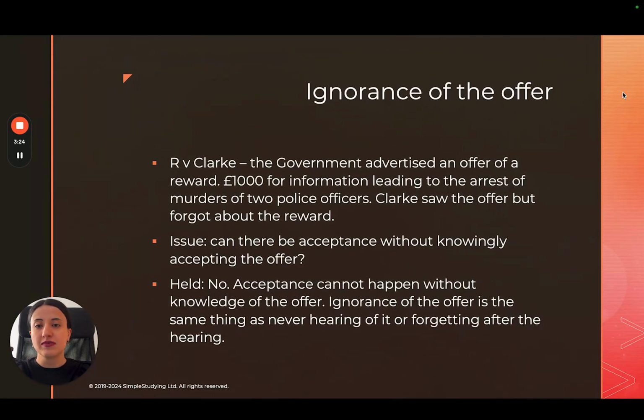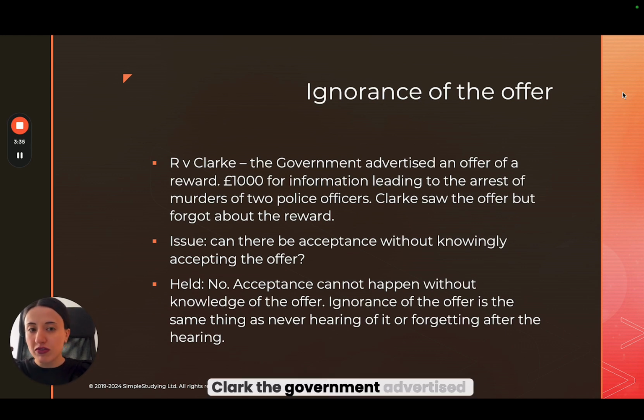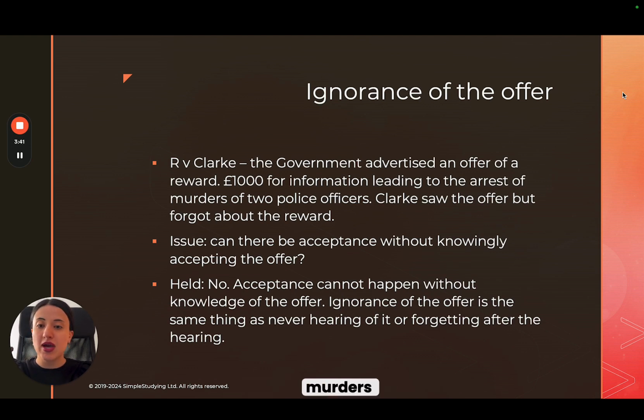Ignorance of the offer. See the case of R v Clarke. This is one more situation that may happen. It can come up in a problem question on your upcoming exam or coursework. In R v Clarke, the government advertised an offer of a reward, £1,000 for information leading to the arrest of murderers of 2 police officers. Clarke saw the offer but forgot about the reward.